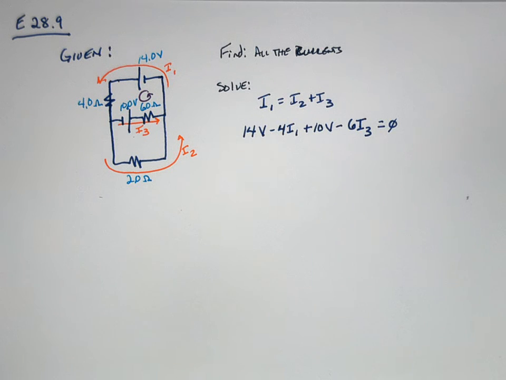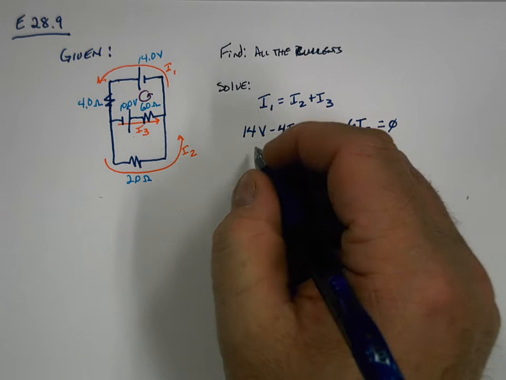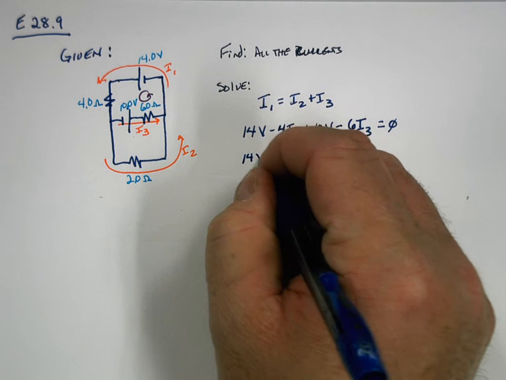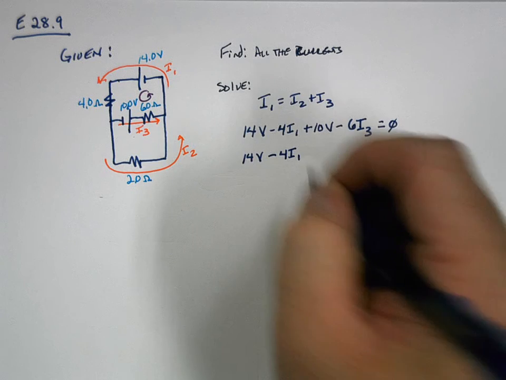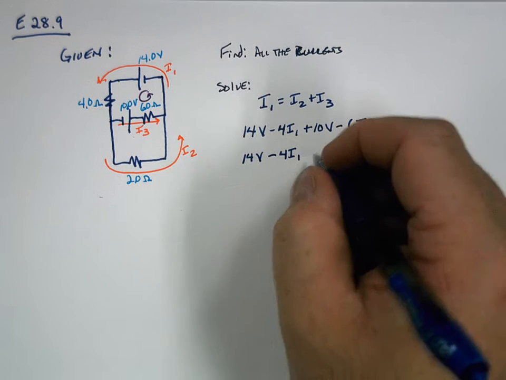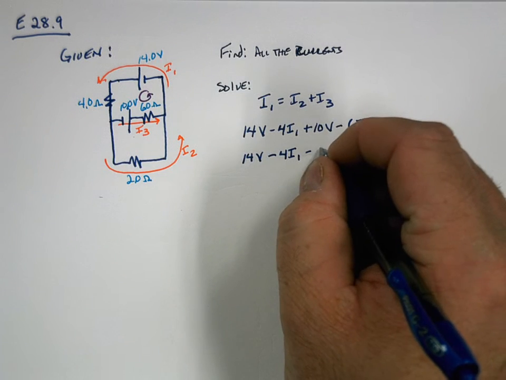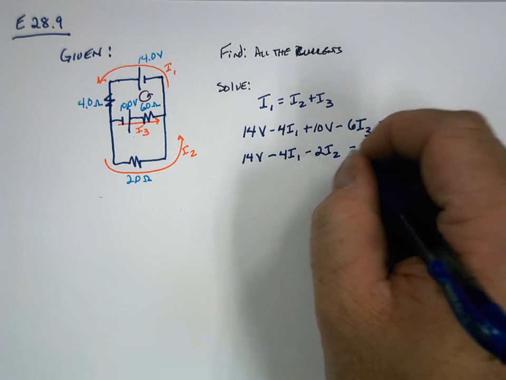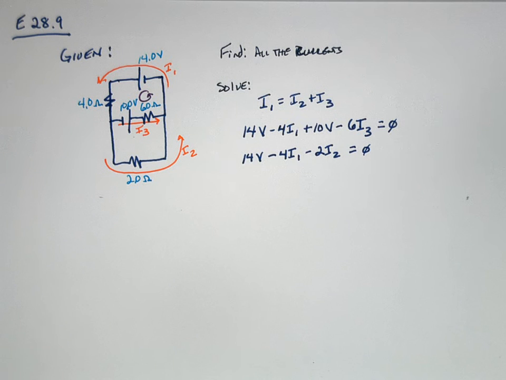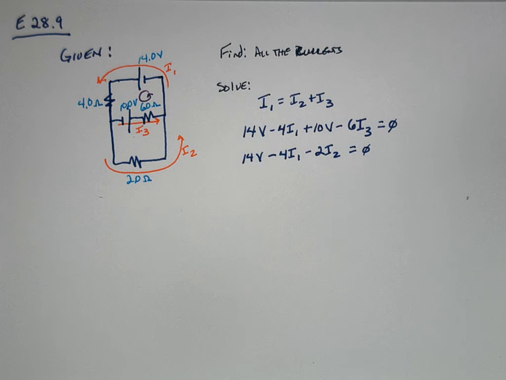That make sense? Okay, so I'm going to take 14 volts again minus 4I1 minus 2I2, and that's also going to equal 0. And voila, we now have 3 equations, 3 unknowns, and you get to solve them. And that's the end of the example.